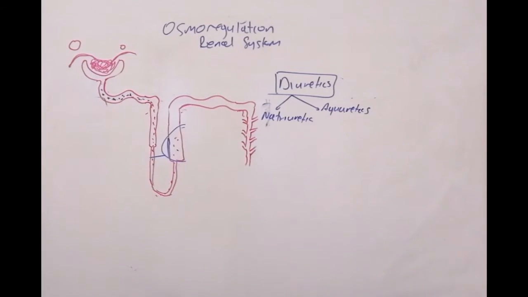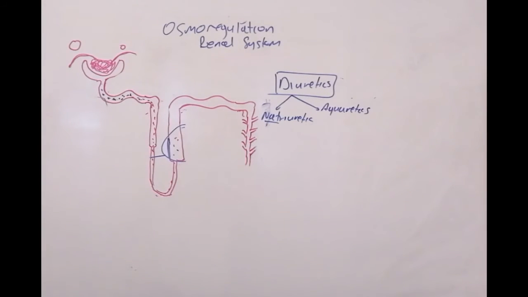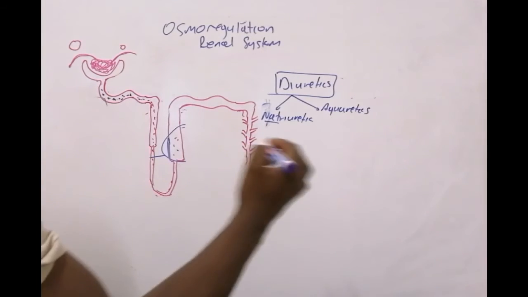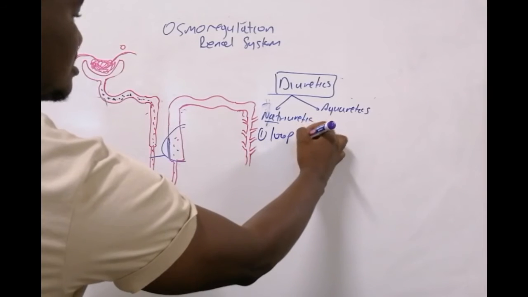Natriuretic diuretics, remember, natri refers to sodium, and uresis means to pee. So these are the drugs that make a patient pee sodium. Already we know that once you prevent the reabsorption of sodium, then you're going to have natriuresis. And once you've got natriuresis, water will follow. That's what we know.